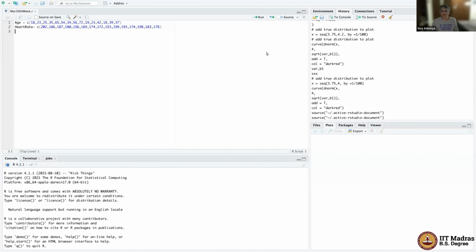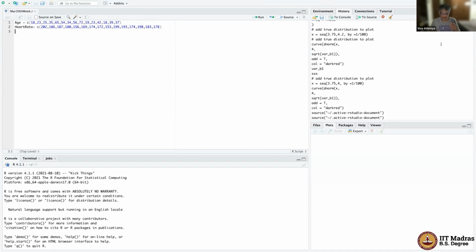Okay, let's begin today. I'm just going to do a lot of coding in this class today, in this week. Just practice with R, how to do these things. I'll first start with a data set of 15 people. Their ages vary from, let's say, as low as 18 to as high as 72, as you can see. And I've given their heart rates to you, like their maximal heart rate and such. That's the data set.